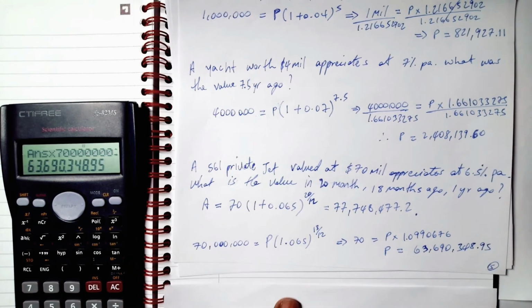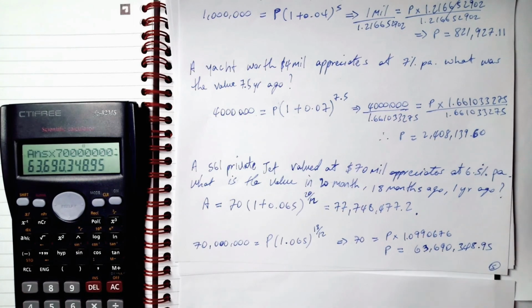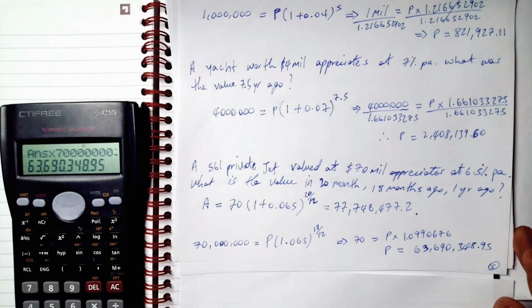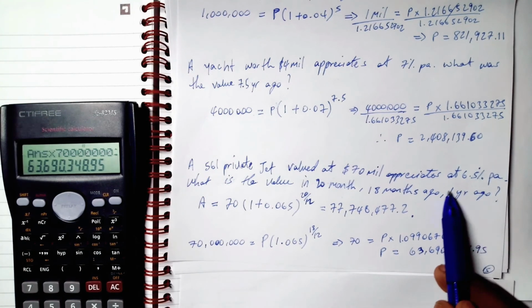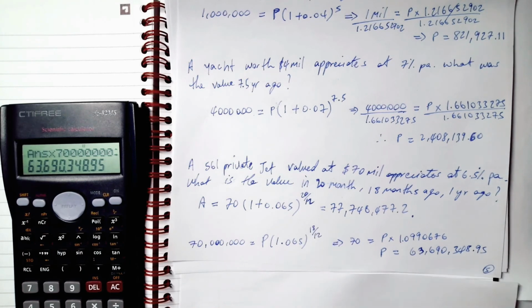And of course, because I'm out of space, I'm going to ask you guys to do the last one, which is 1 year ago. What is the value 1 year ago? All you're going to do is change this to a 1 and then divide the 70 million by just this. I believe in you.